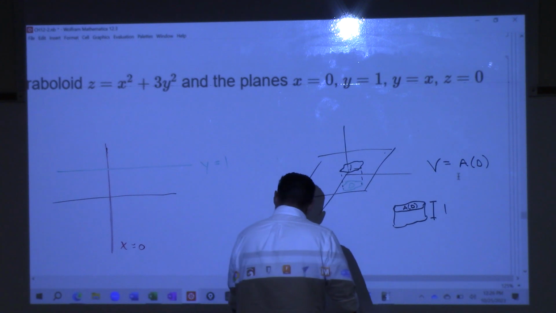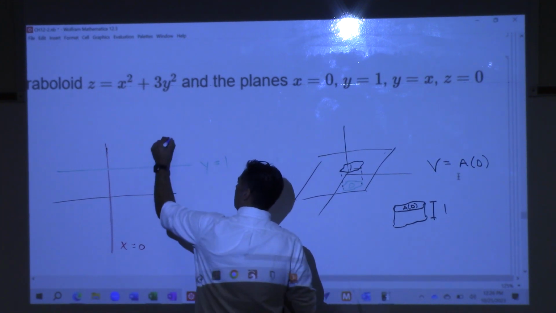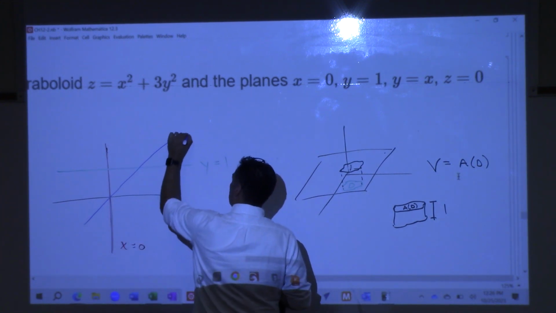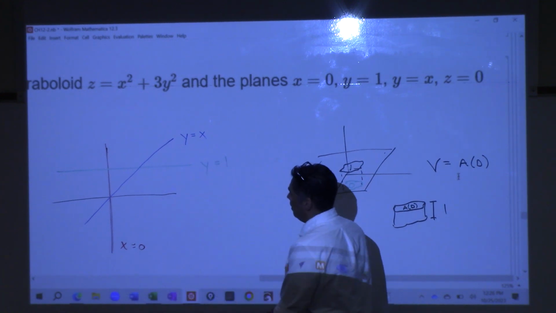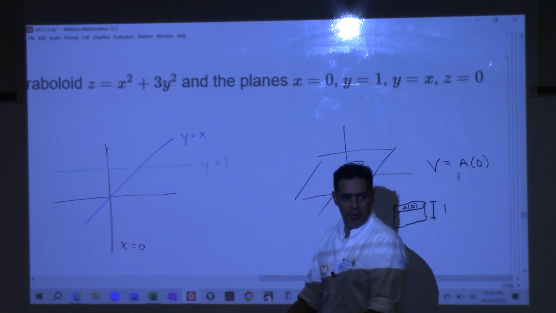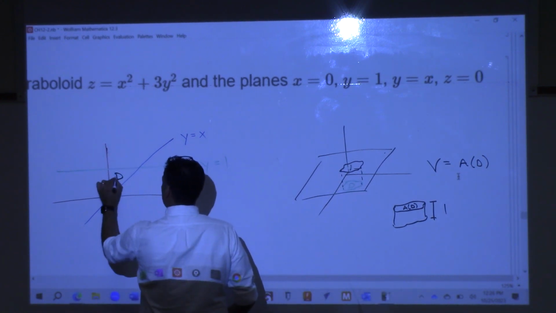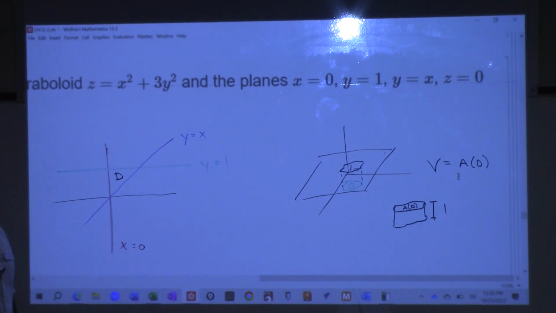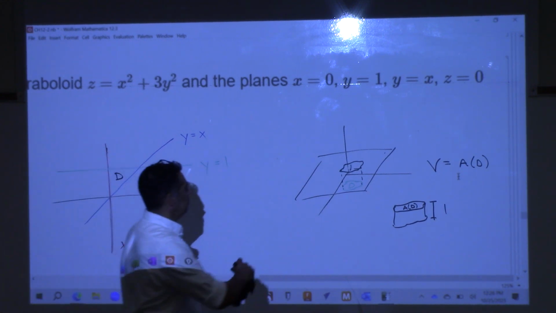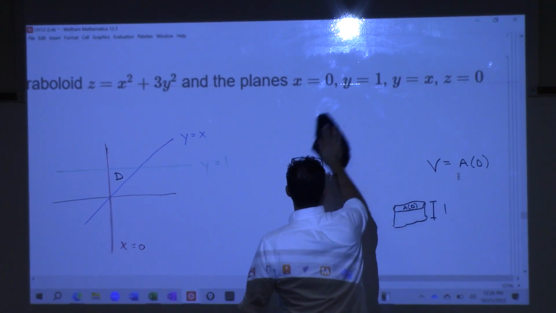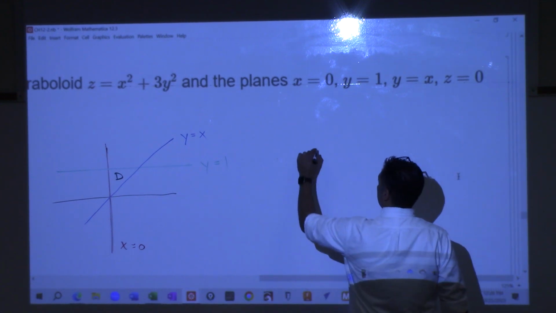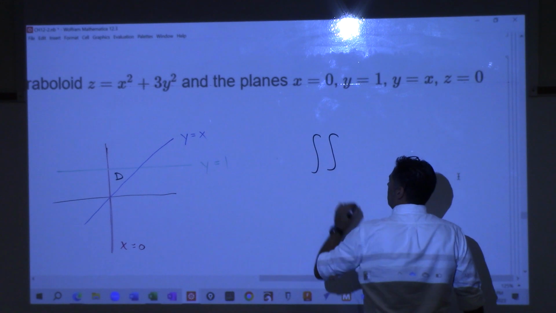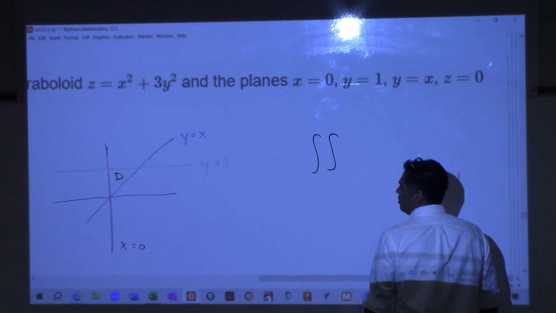Okay, y equals x. And finally, z equals 0. Well, z equals 0 is the ground, isn't it? The ground. So there it is. There's your D. I could do that as a type 1 or type 2, setting it up. Let's do type 1.